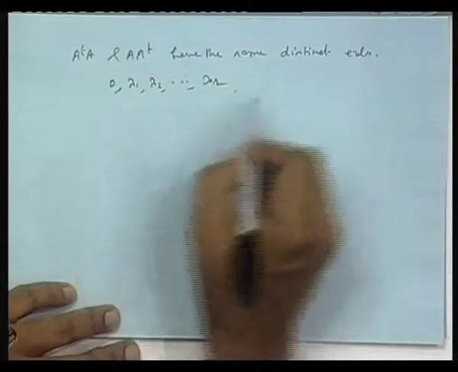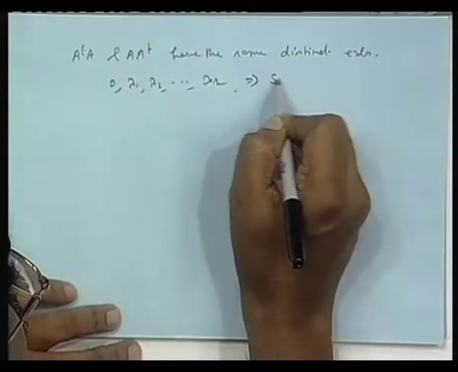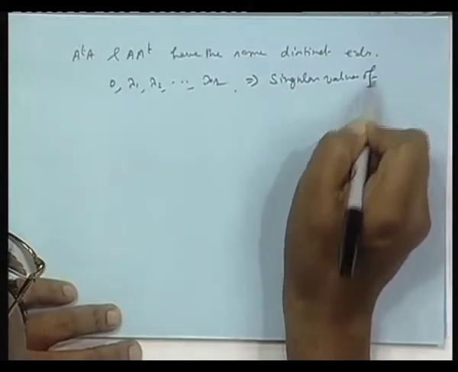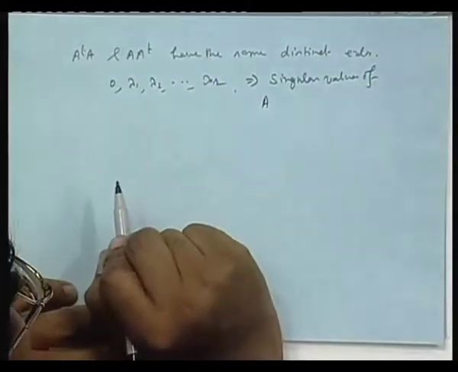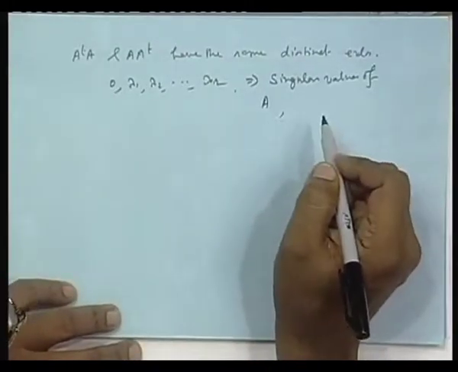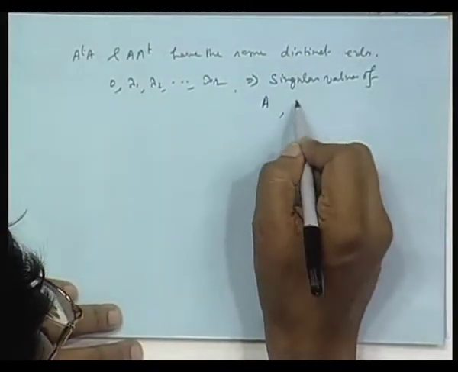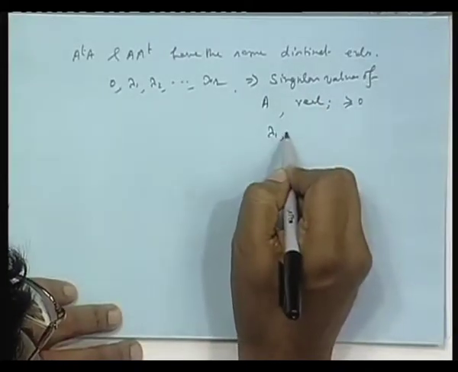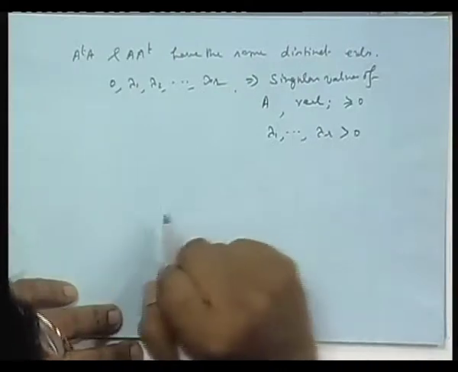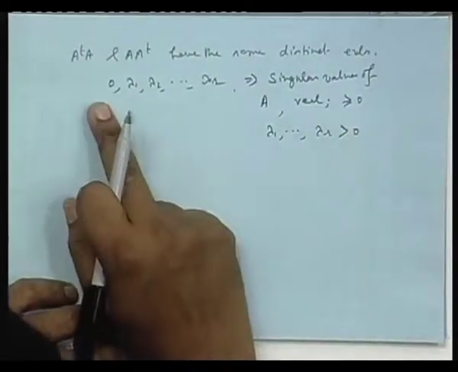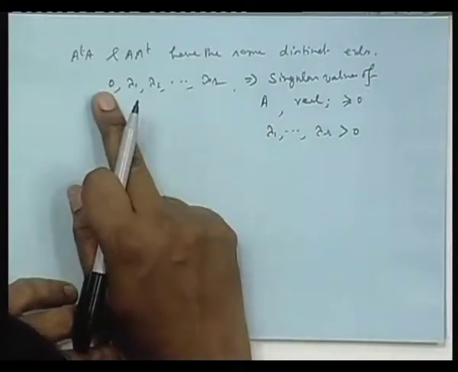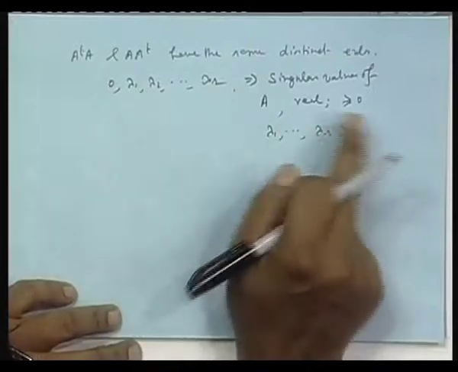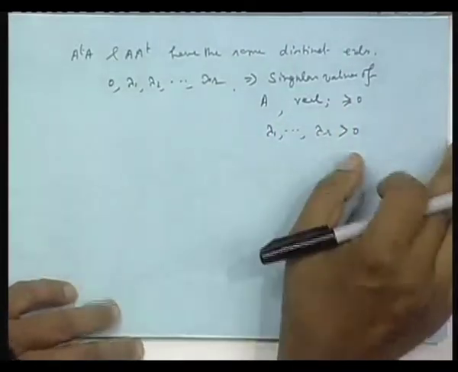Now, these values are called, and this is very important, the singular values of A, and they are real and greater than or equal to 0. That means lambda 1 dot dot dot lambda r are strictly greater than 0, because they can be either 0 or greater than 0. So, 0 I have separated out. Lambda 1 to lambda r are strictly positive, and there is one 0. They are called the singular values of A, and this will take us to the singular value decomposition.